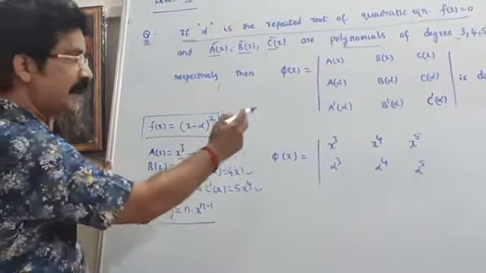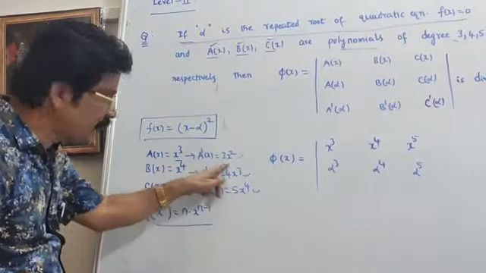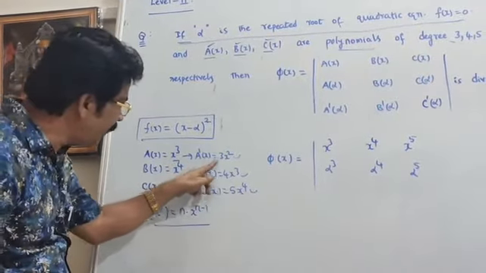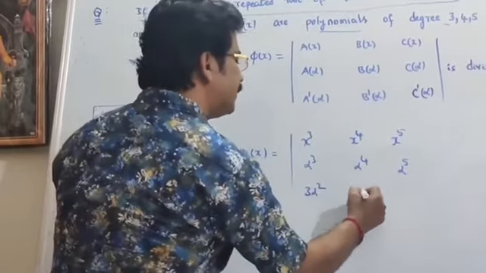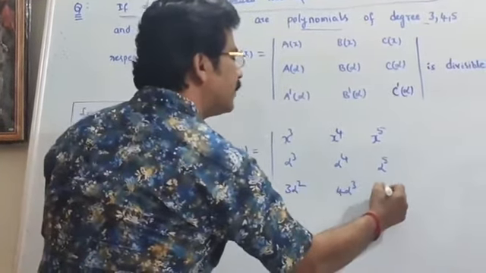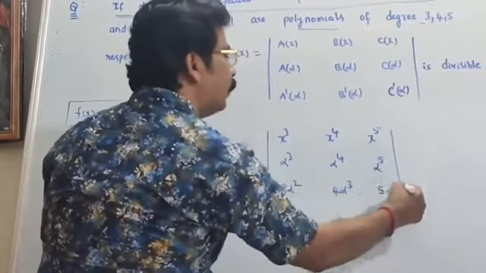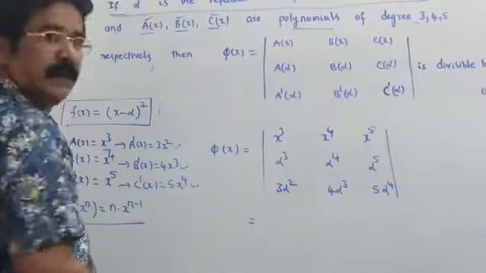Let us substitute A dash of alpha. A dash of x equal to 3x square, so A dash of alpha is equal to 3 alpha square. This is 3 alpha square, this is 4 alpha cubed, this is 5 alpha to the power of 4. Okay, let us simplify this.